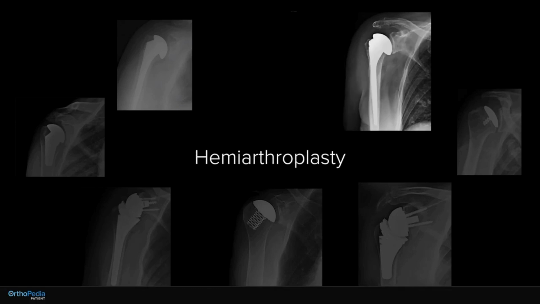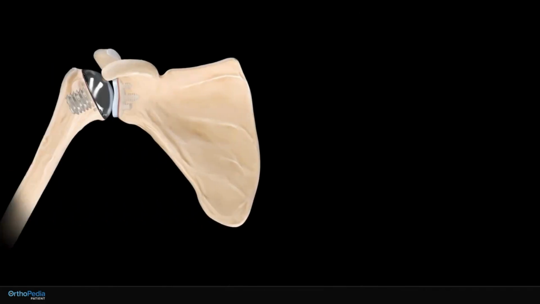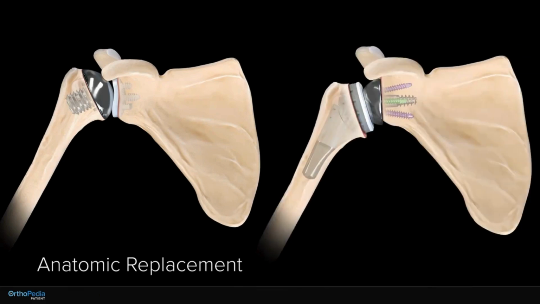A hemiarthroplasty may be performed. This is where the glenoid socket is left alone, but the round humeral head is replaced by a round metal component. More commonly, the surgeon will perform either an anatomic shoulder replacement or a reverse shoulder replacement.